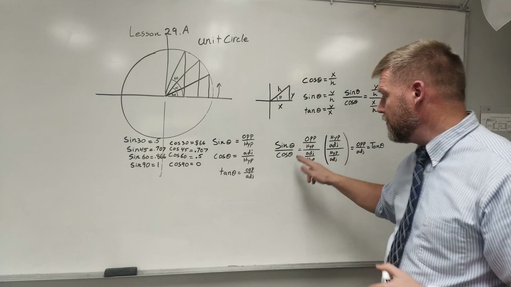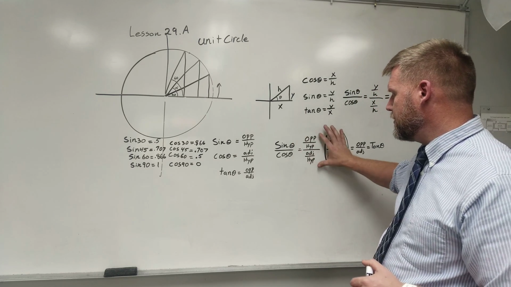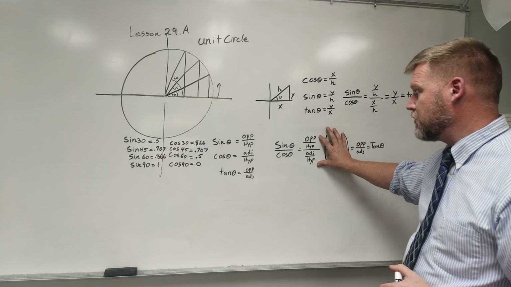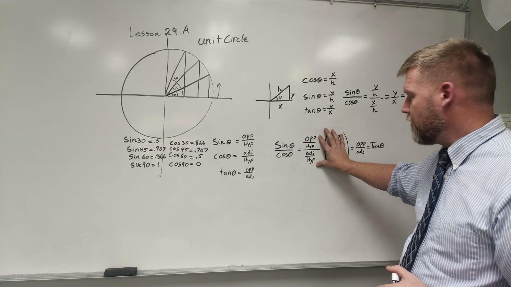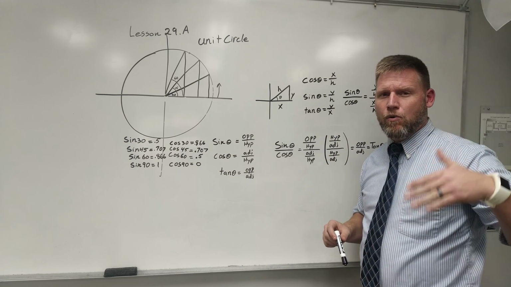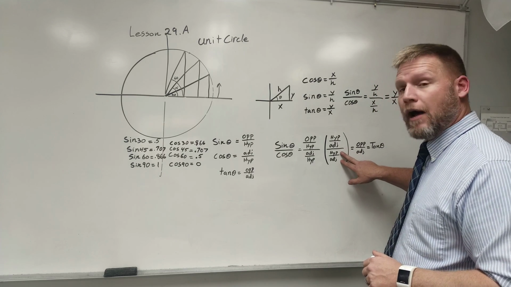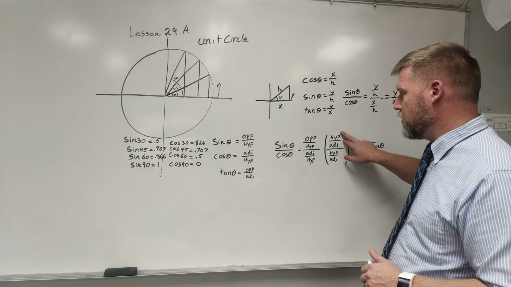Sine is opposite over hypotenuse. Cosine is adjacent over hypotenuse. So when I write that like this, I end up writing it out: opposite over hypotenuse, over adjacent over hypotenuse. And I have a fraction and a fraction. If I want to cancel the lower fraction, I invert and I multiply. So I did so. Hypotenuse over adjacent, hypotenuse over adjacent.